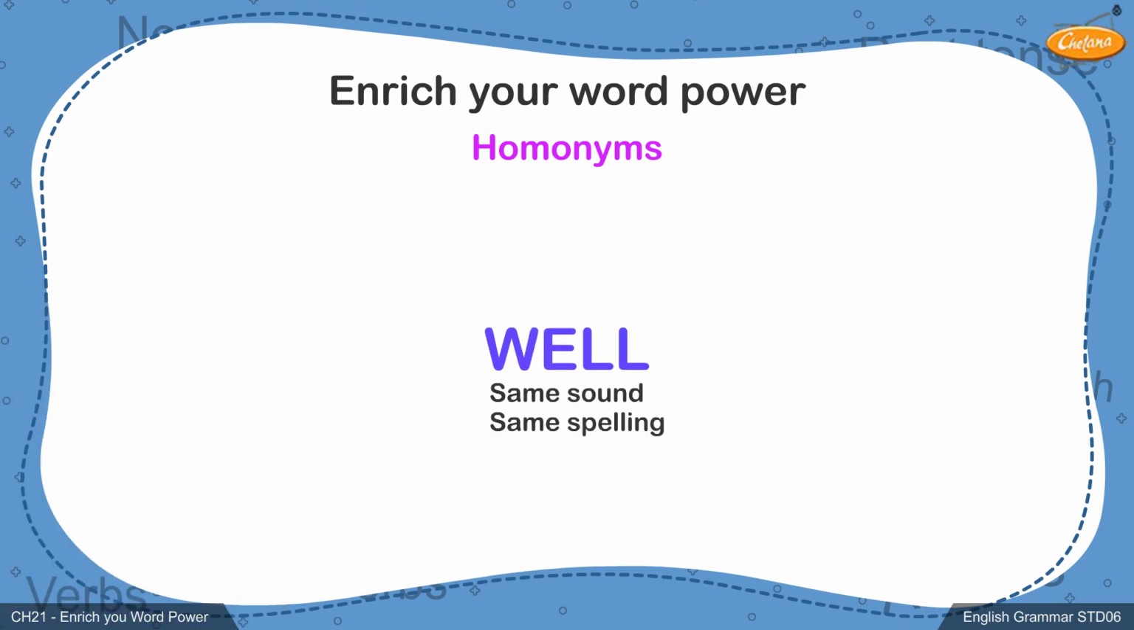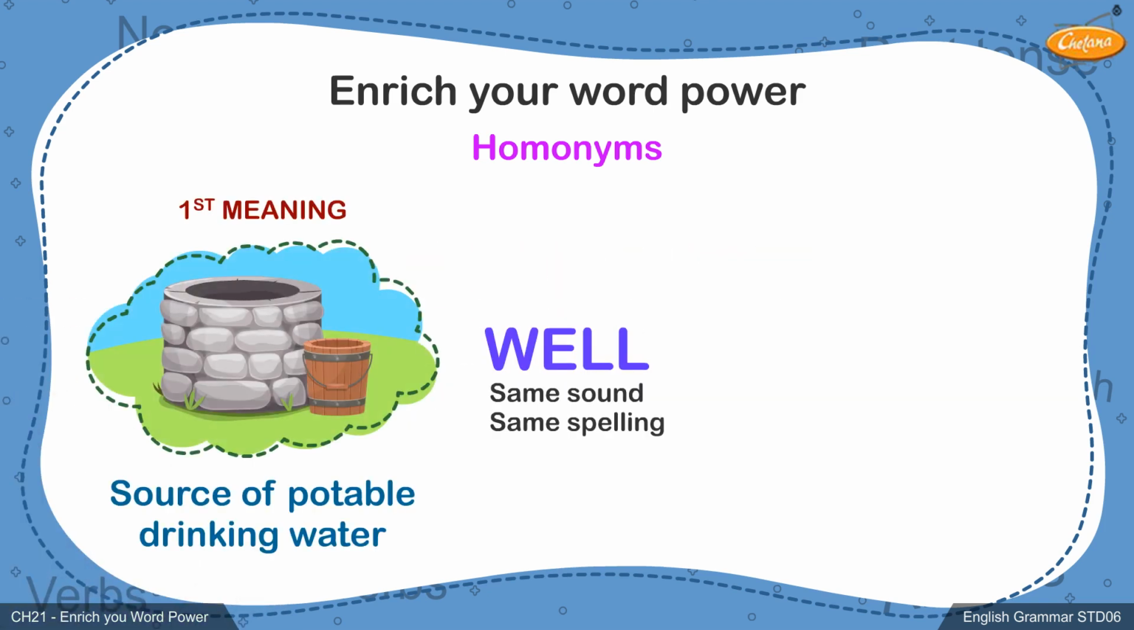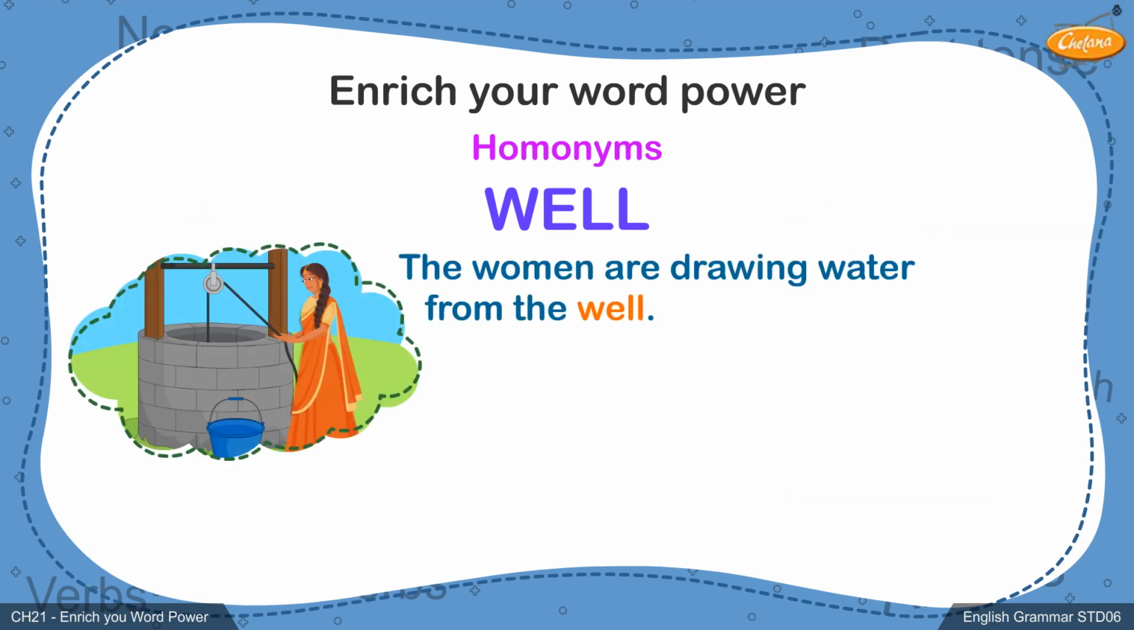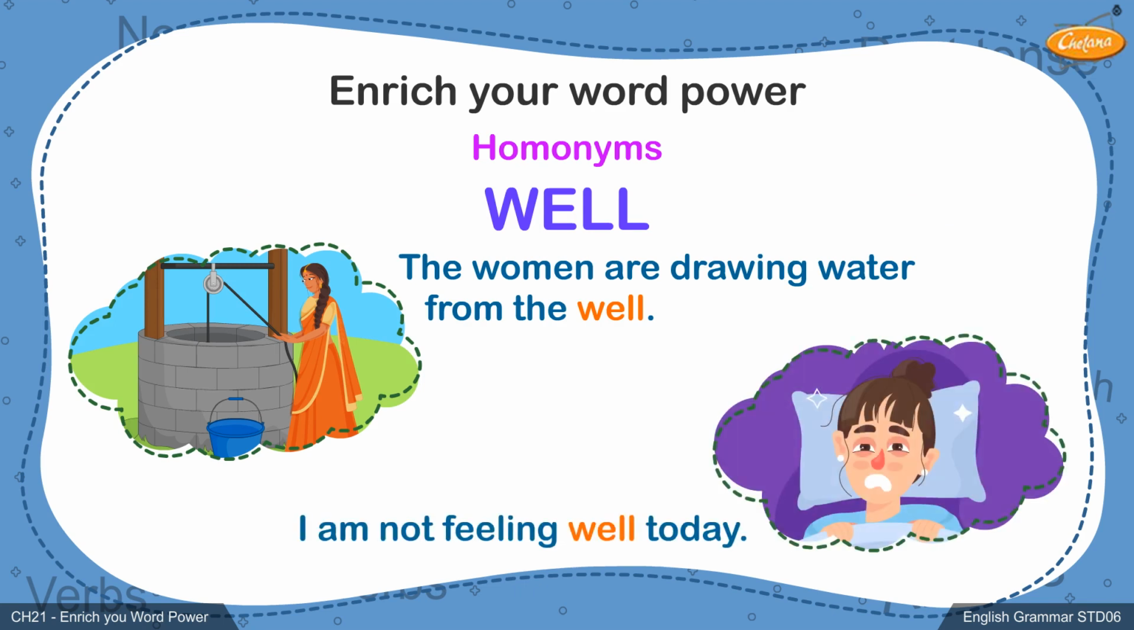The word well is a homonym. The first meaning of the word is a source where people draw potable water, and the second meaning is to be fine or good. We can use the word according to its specific meaning in two different sentences. The women are drawing water from the well. I am not feeling well today.